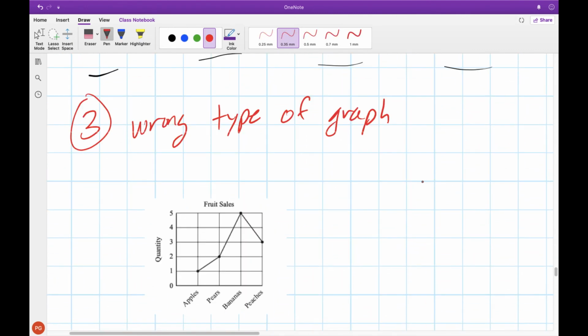Another common way is that they use the wrong type of graph. In this diagram here, we have a line graph. And when we have a line graph with all the dots connected like this, it suggests that there's some sort of connection, or maybe an order or a sequence. But as we can see looking at our axis, there's really no relationship between apples, pears, bananas, and peaches and how many they sold. So a line graph is not the right type of graph to use because there's no connection between them. There's not an order either. This suggests the apples, then the pears, then the bananas, then the peaches.